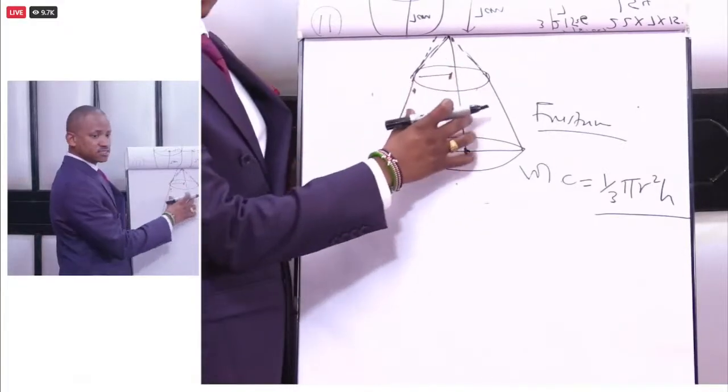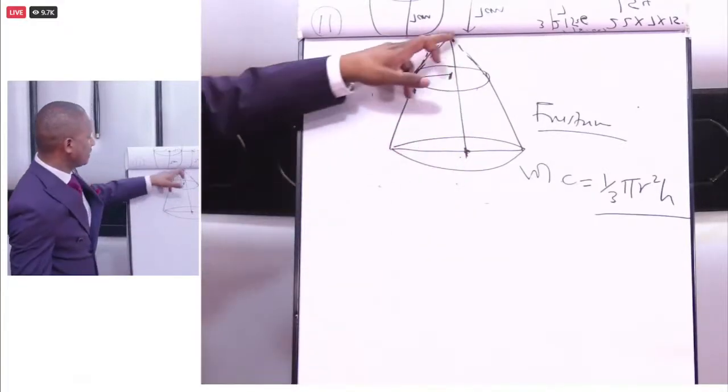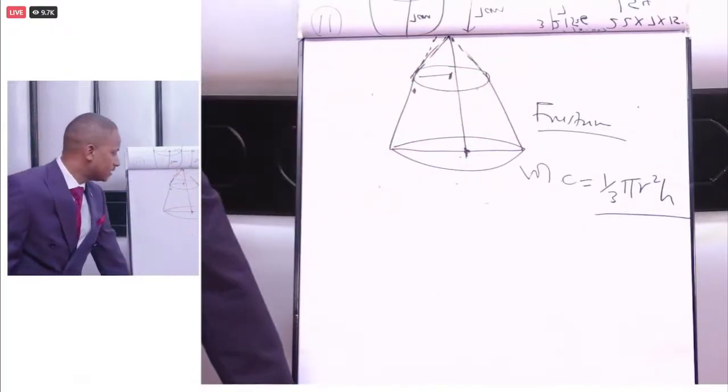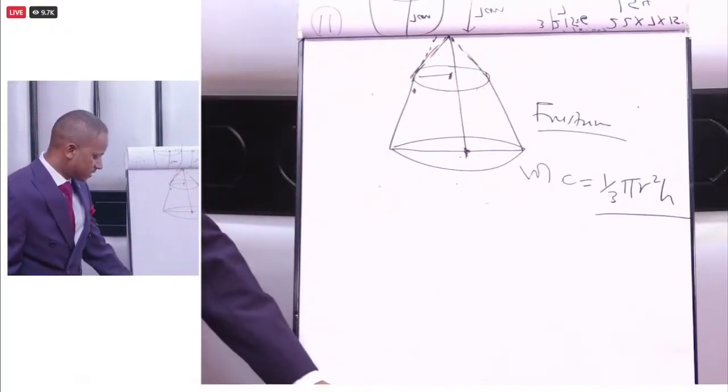So this first term can also always come. So you just complete the cone, you get the volume of the whole cone minus the volume of the smaller cone, which is a third pi r squared h.